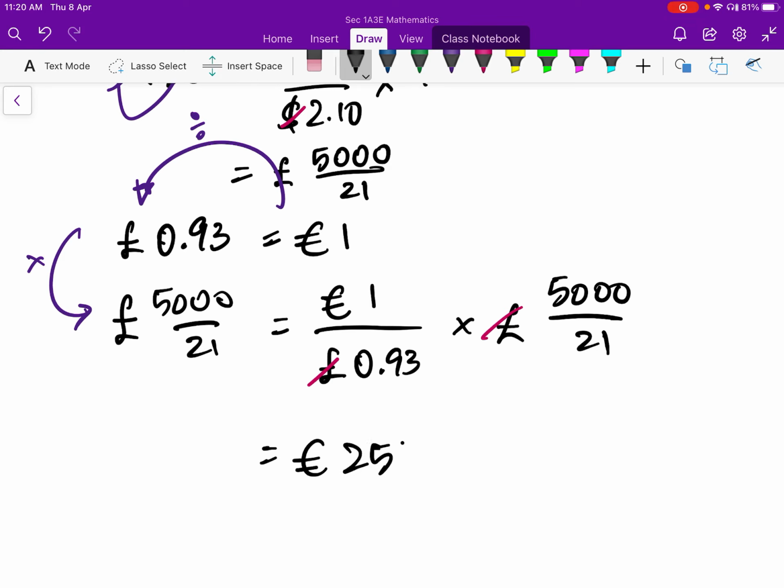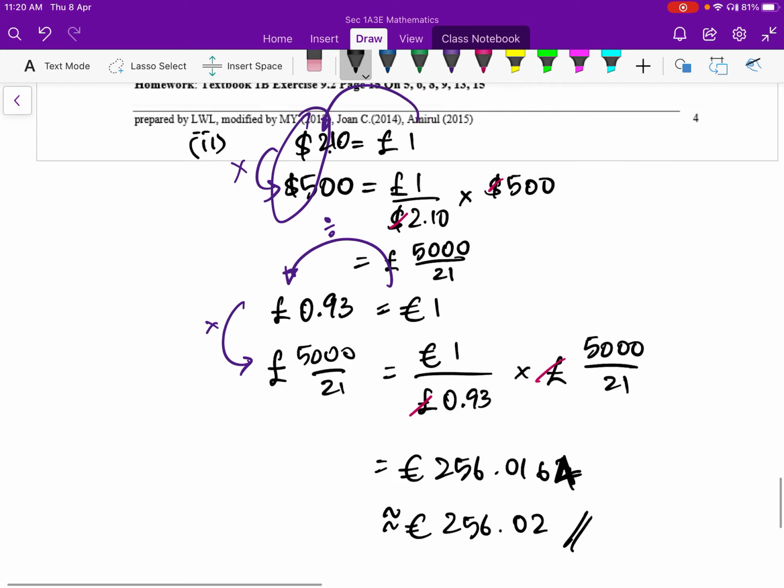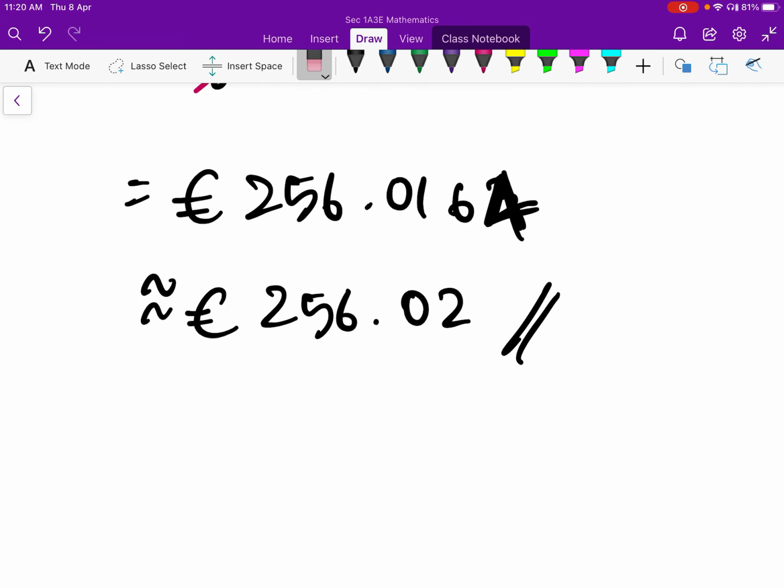So we have 256.0163 or 4, more SF. And because we are dealing with money, put it down to 2 decimal places. 256.02. And that's the answer. Huh? Nearest what? Oh, nearest euro. Sorry, I didn't read carefully. So 256 euros. Okay, simple.